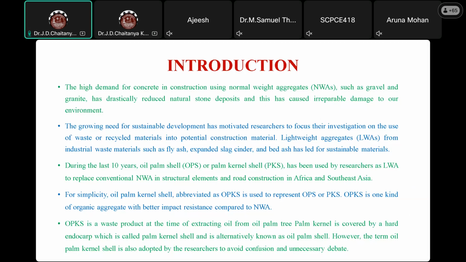Oil palm shell and oil palm kernel shell are used by researchers as lightweight aggregates, in replacement of normal weight aggregates in structural elements and road construction, especially in African countries. Also in Malaysia, people are using this type of aggregate, with 100% replacement in low income group houses. Here we are going to use this in the precast industry for replacement of aggregates.